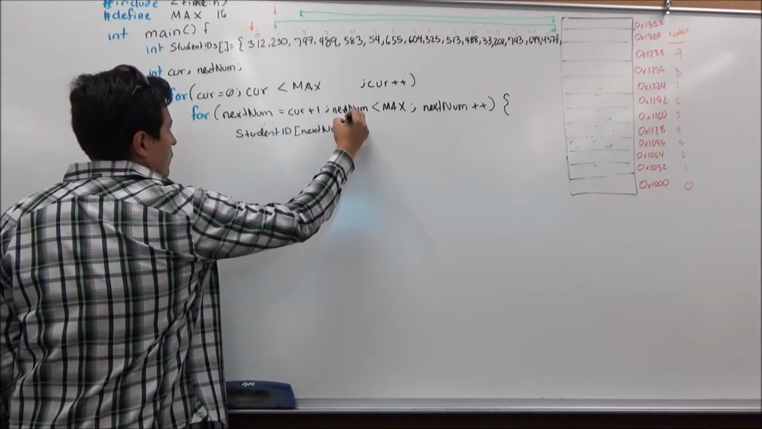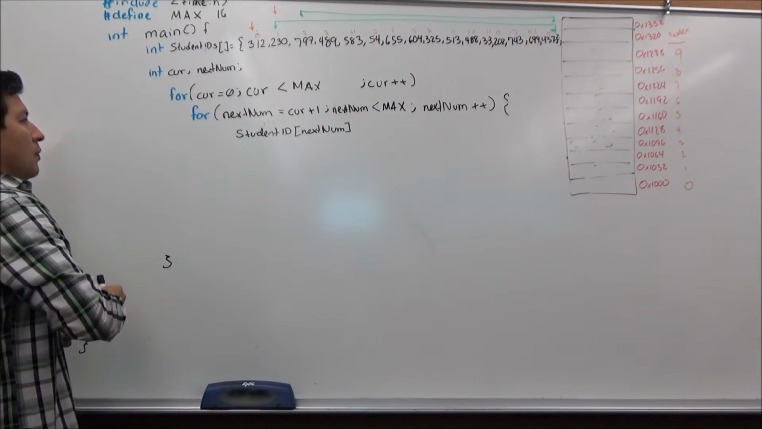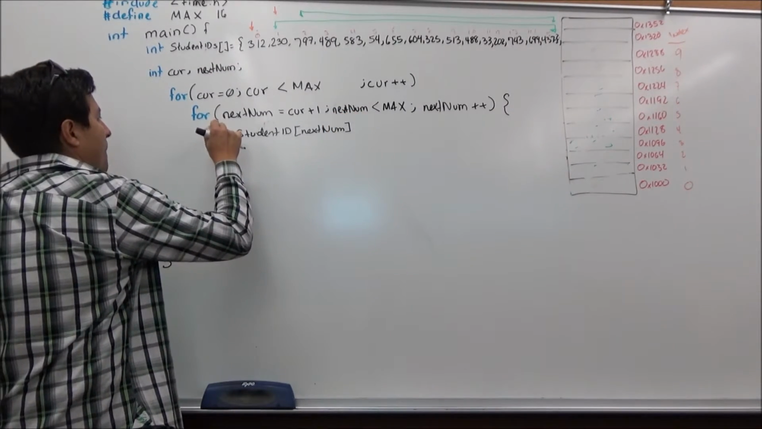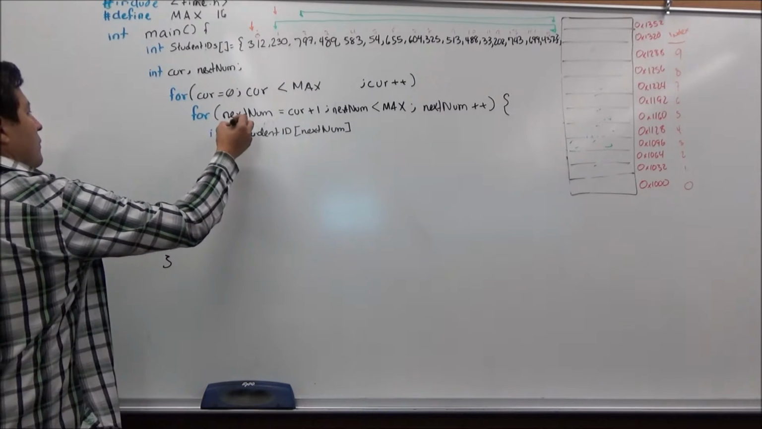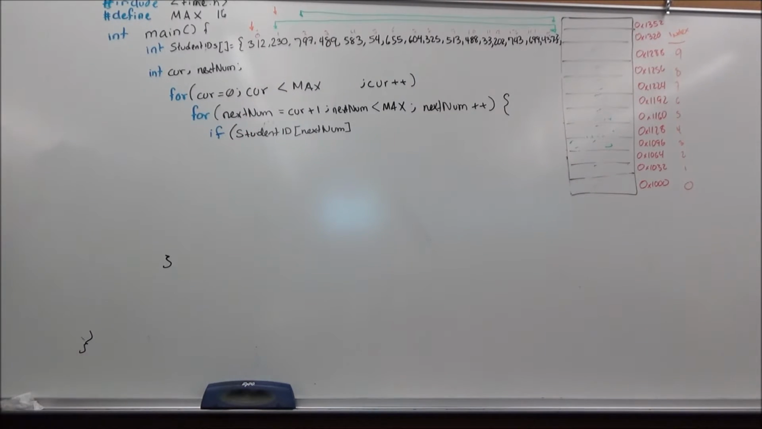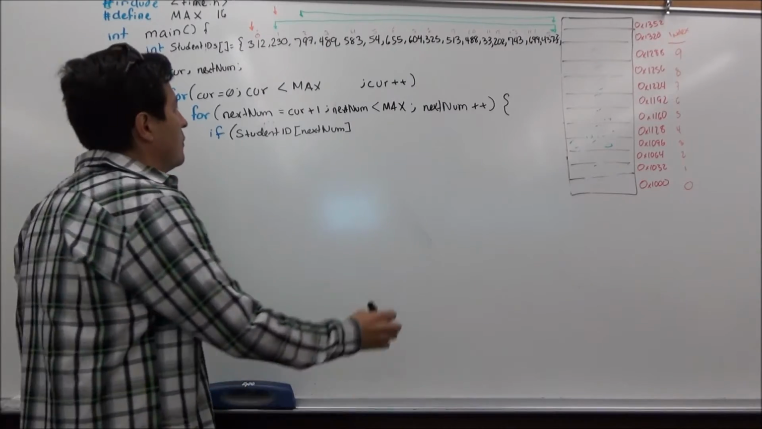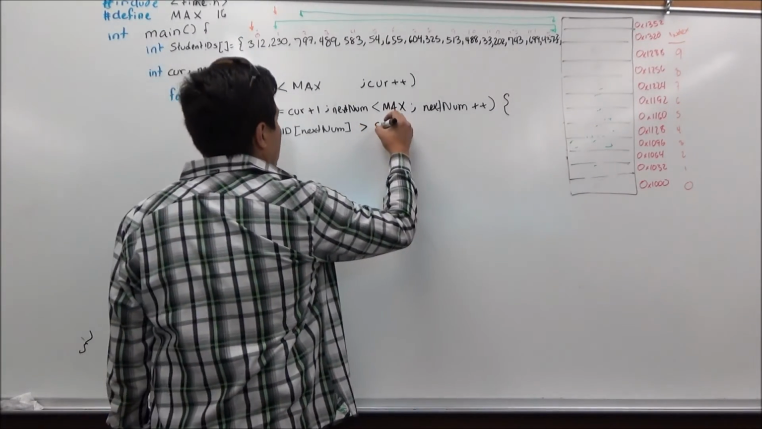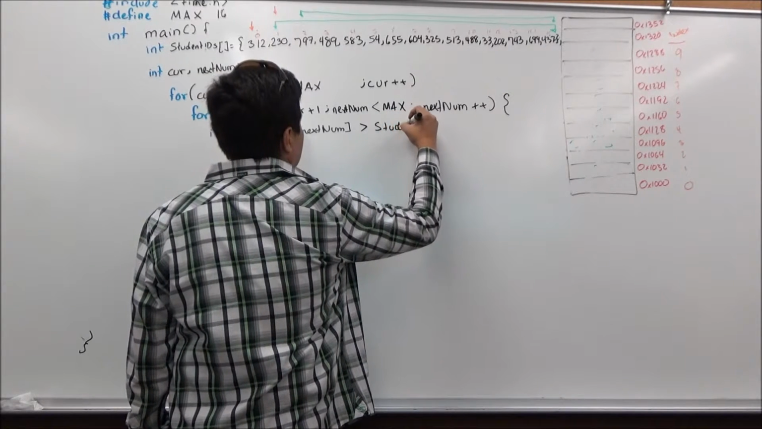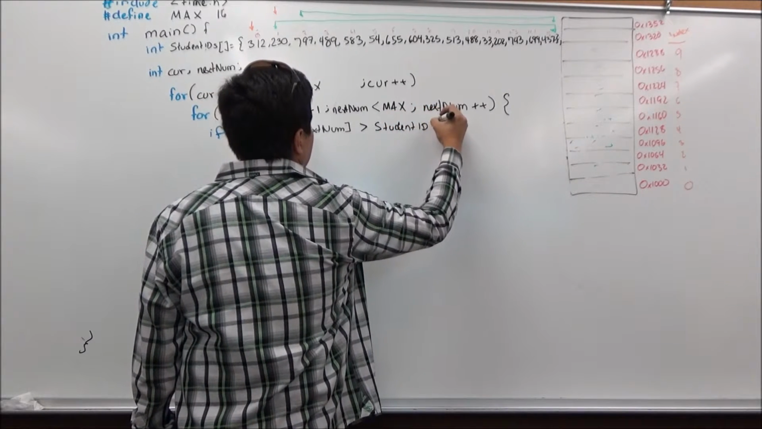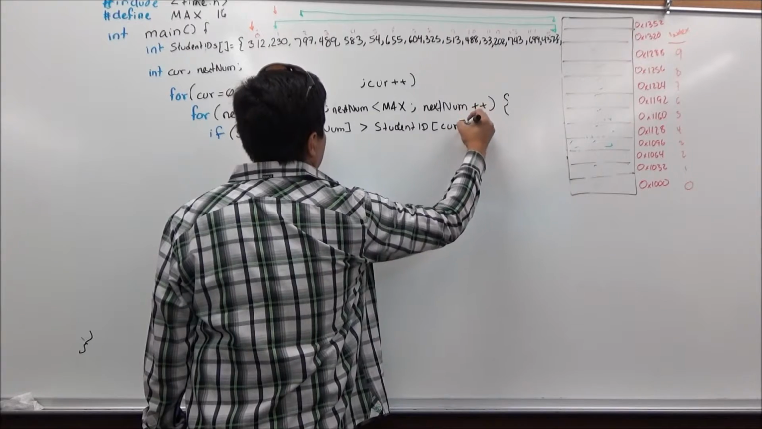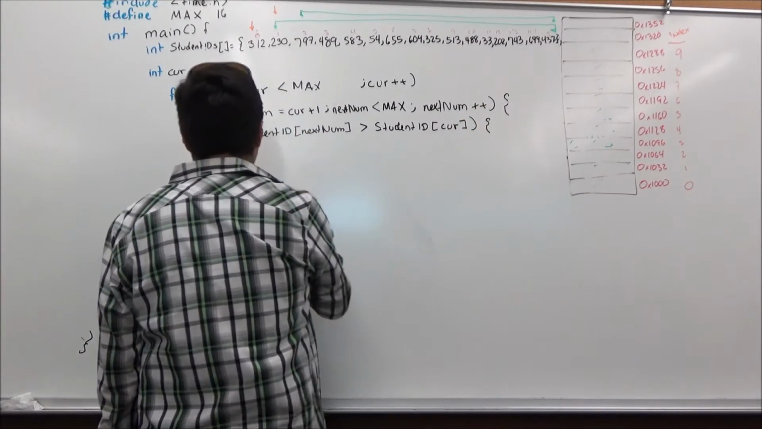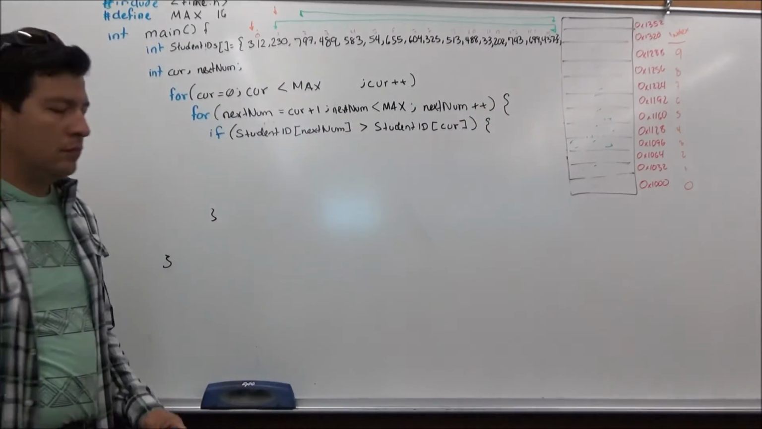I guess we want if then in there. So if that exact thing, okay, is greater than cur, is greater than student ID cur. Then the one function I don't know is how to change the position.